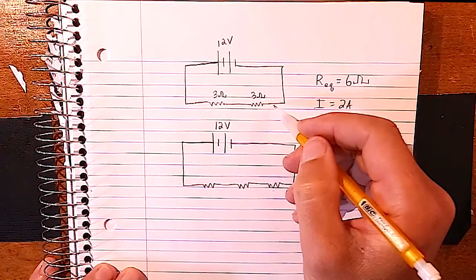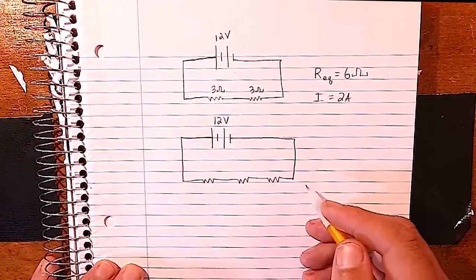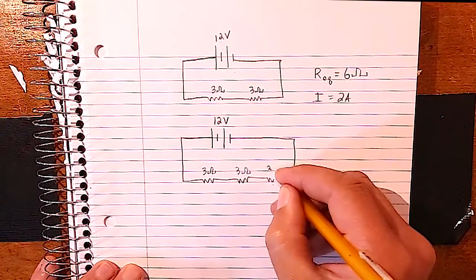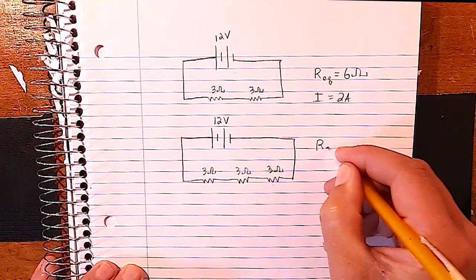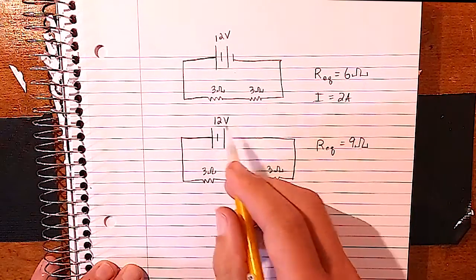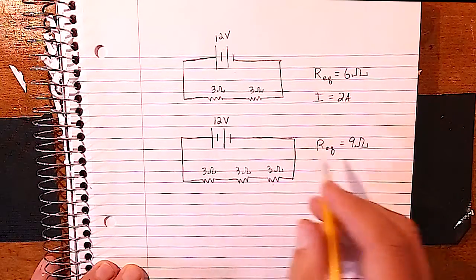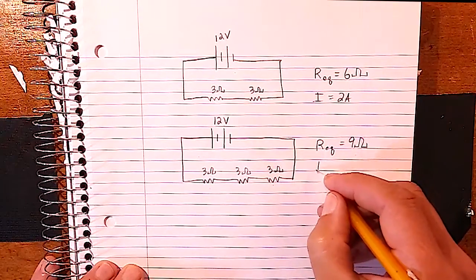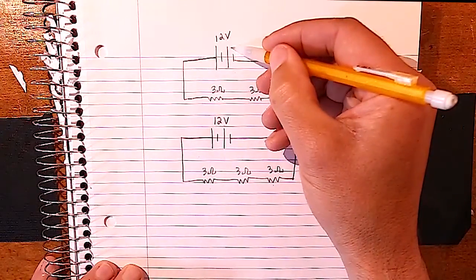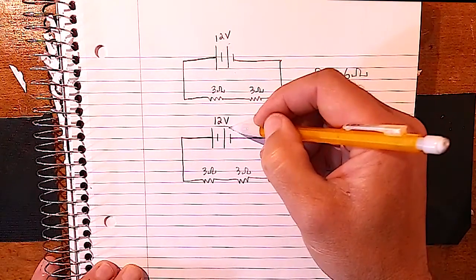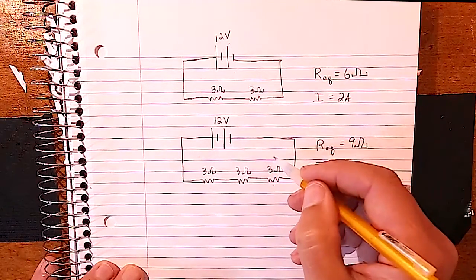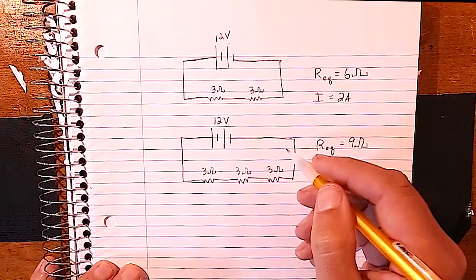But if we add another resistor, we increase the total resistance. So now, let's say we have 3 ohms, 3 ohms, and we added another 3 ohms. Well, now our equivalent resistance is 9 ohms. So now, applying VIR, V equals IR, we divide V by 9, the 12 by 9, and that gives us a current of 1.3 amps. That should make sense. The 12 is the push. The push hasn't changed, but it's more difficult to push through 9 ohms than it is through 6 ohms, so the current is slower here. It's not flowing as rapidly.